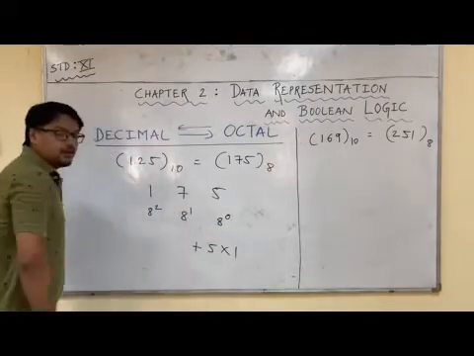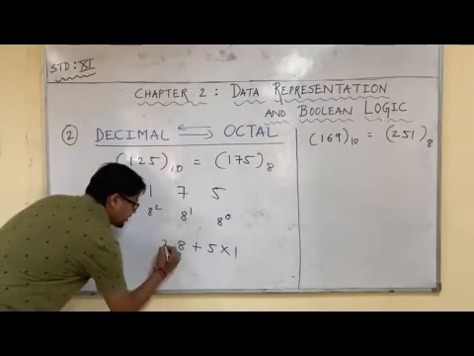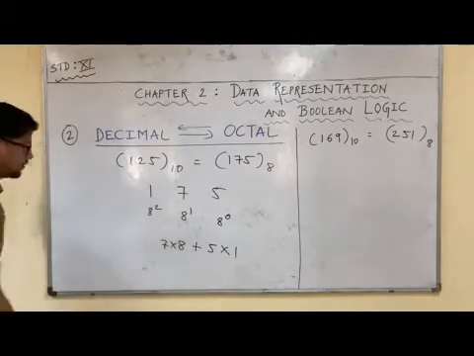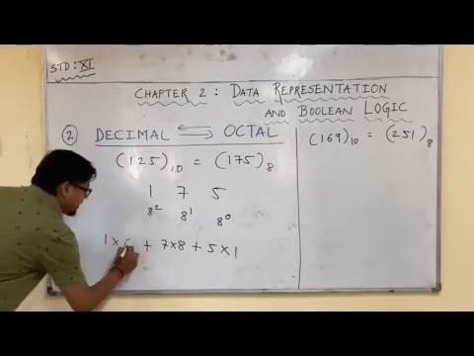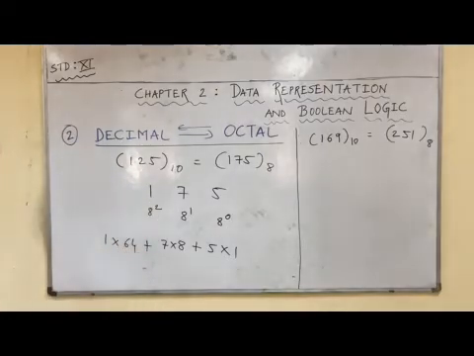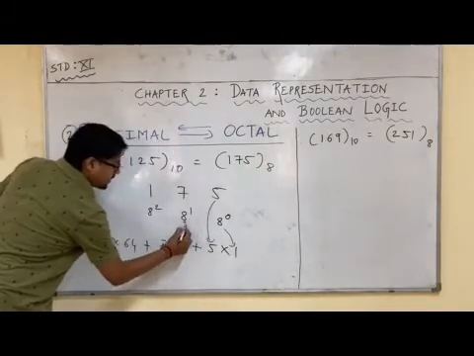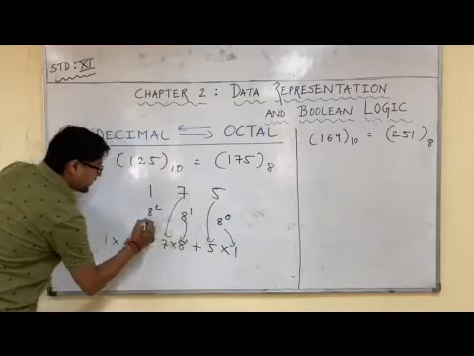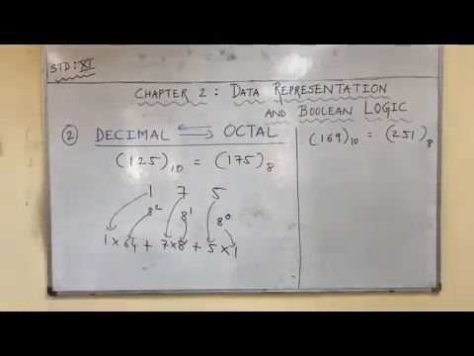Plus, what is 8 to the power 1? 8. So 8, and what is here? 7. 7 into 8 plus 1 into, what is 8 square? 64. So I again repeat how this is coming. 8 to the power 0, 5, 8 to the power 1, 7, and 8 square, 1. Okay? Sure. So let us move ahead.